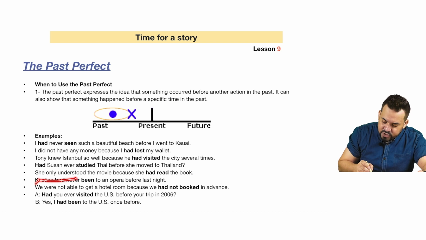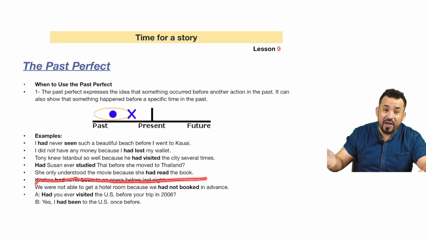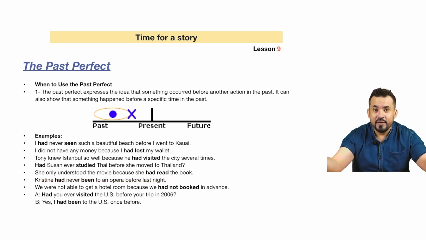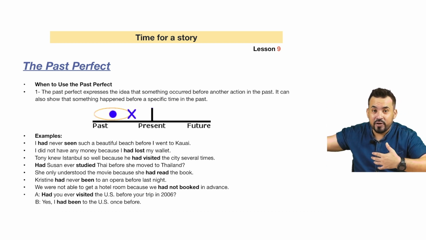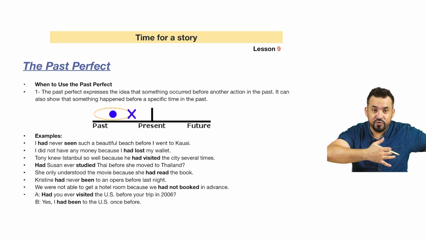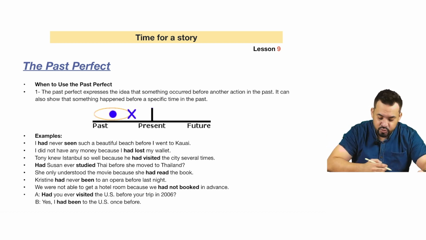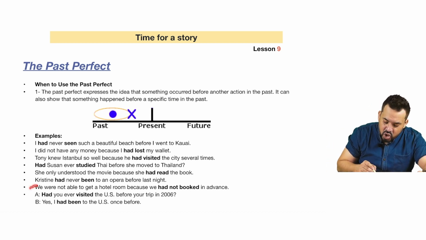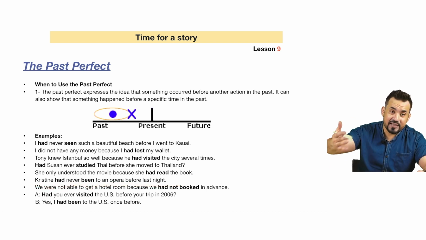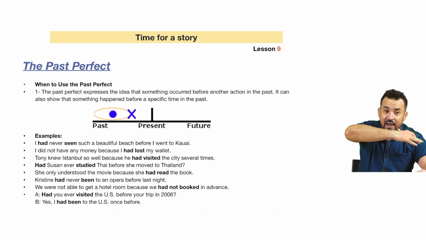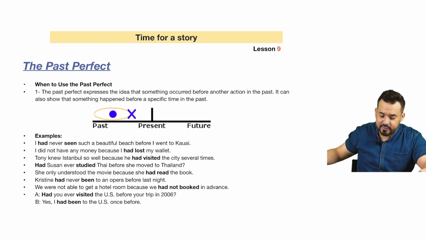She only understood the movie because she had read the book. So which one happened first? Yes, you guessed it. She read the book first. That's why the past perfect went with the book. That's why she understood the movie, because she had read the book. Christine had never been to an opera before last night. So last night, she had never been in her life to an opera until last night.